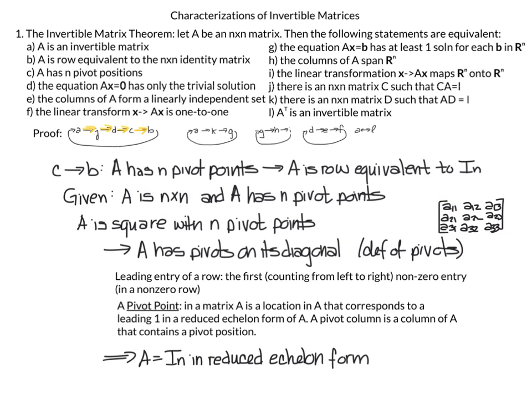So once you have your pivot points on the diagonal, by the time you get it in reduced echelon form, and remember in reduced echelon form, all the entries in a pivot column are 0 except where the pivot is. So that means you're going to have the identity matrix.